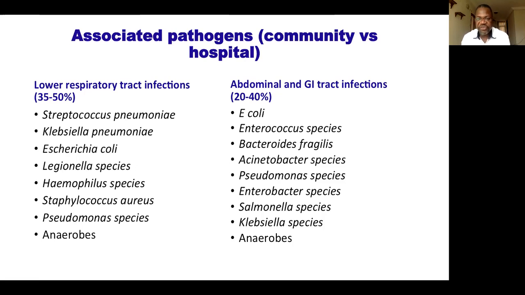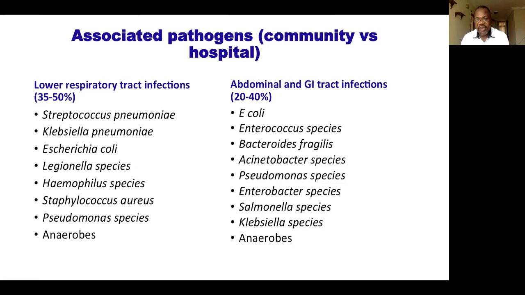Besides the chest infection, you can also think of abdominal or gastrointestinal infections. Here you can think of E. coli, Enterococcus species, Bacteroides, Acinetobacter, Pseudomonas, Enterobacter, Salmonella, and Klebsiella. You can think of abdominal infection especially if the patient was in theater for abdominal surgery, came back to the ward and developed sepsis. You check that the wound is clean. It might be that there is an underlying abdominal infection.